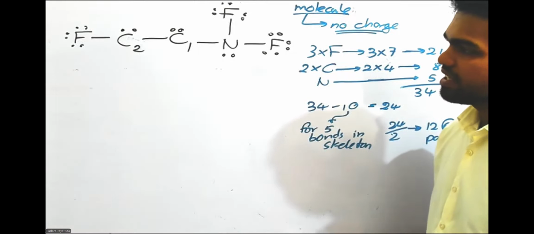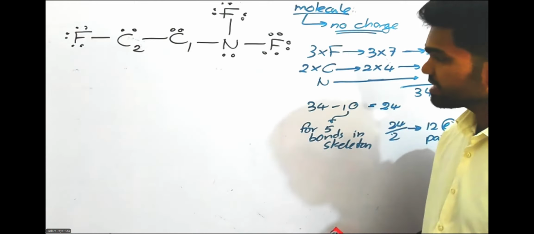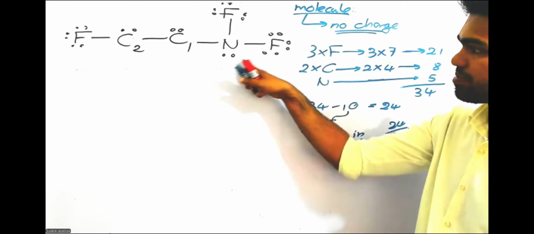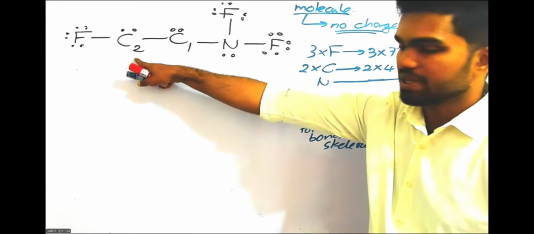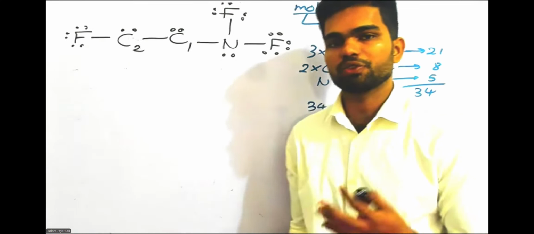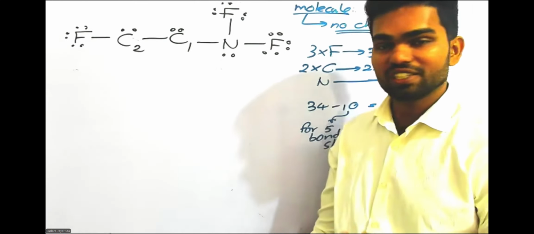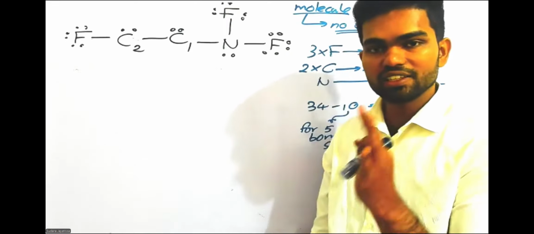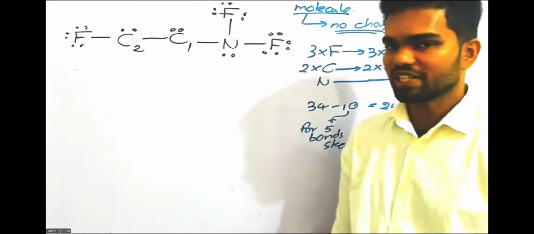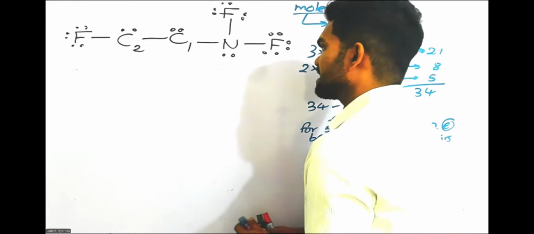And then the next thing is you are checking the octet. Nitrogen octet is completed, but this carbon and this carbon octets are not completed. So don't stop here. I saw some of your papers. You have stopped here without going forward. So that's a mistake, right? Check whether you have completed the octet. You must check that. You can see now the octet is not completed.